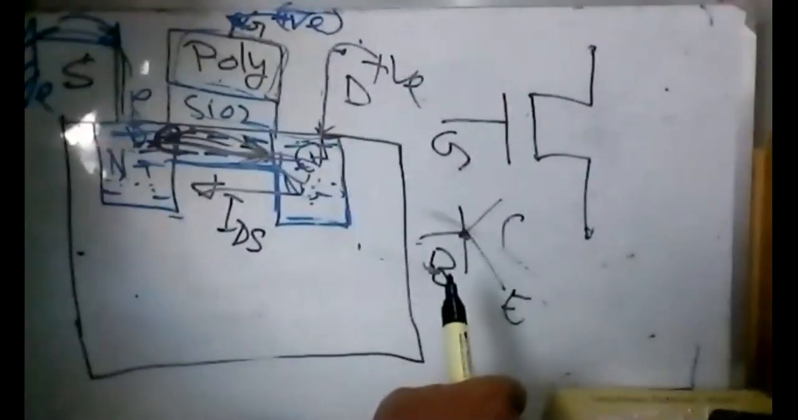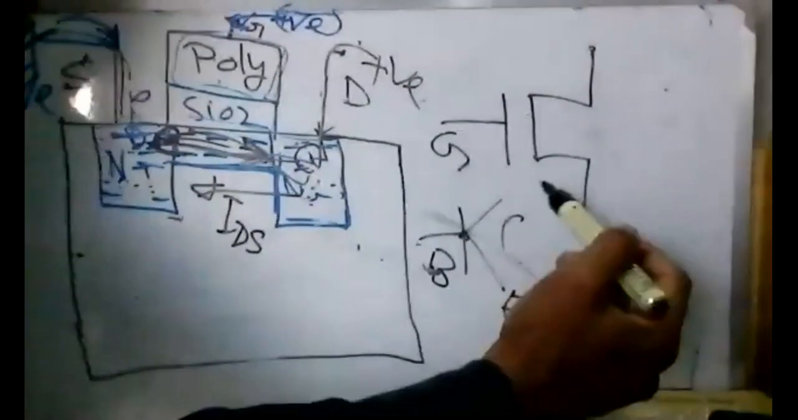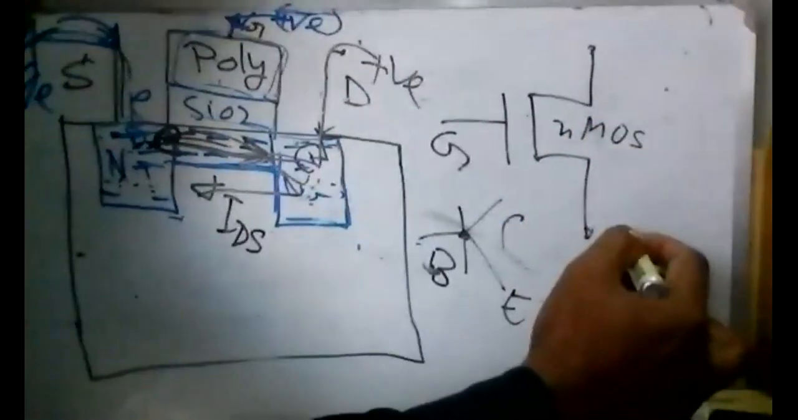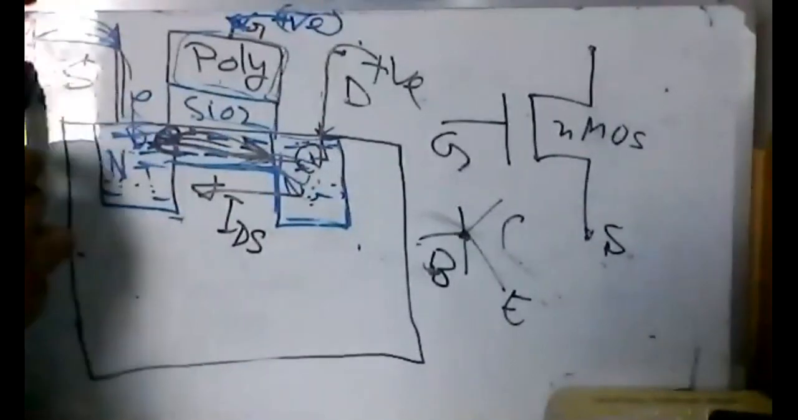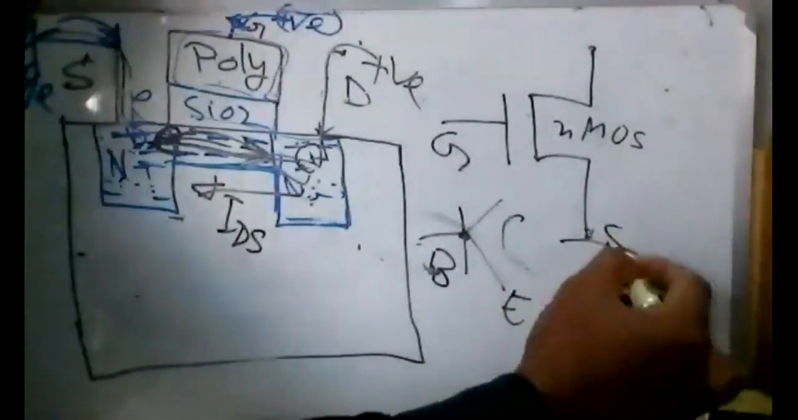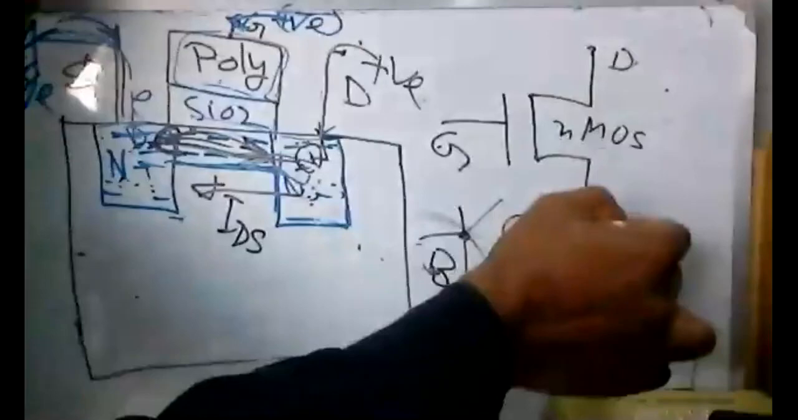The current flows between this terminal and this terminal, source and drain. But which side should be considered the source? You can consider either side, but normally for NMOS we consider this side the source, because the source is negative. The source is ground, and we know the ground is always at the bottom side. So that is why we put the source here as ground, and this one is the drain.